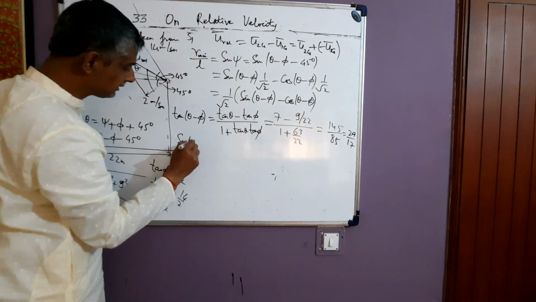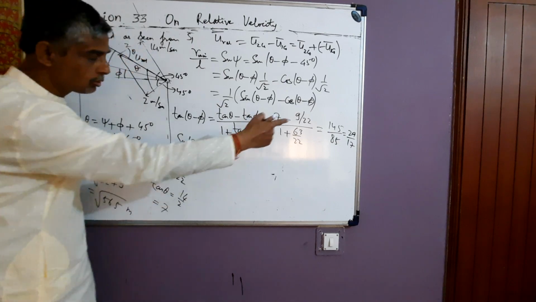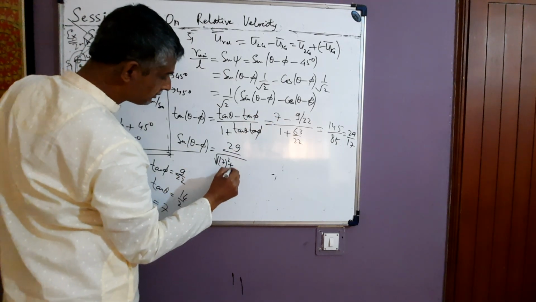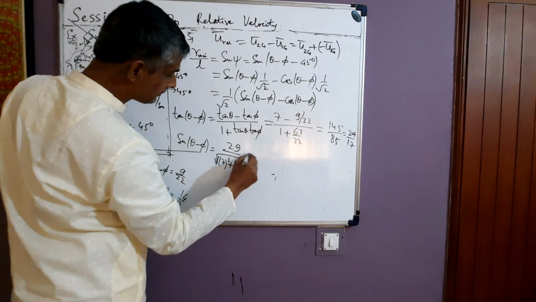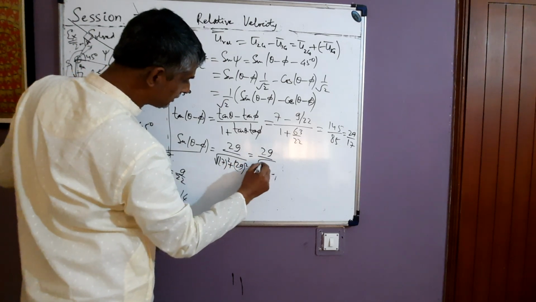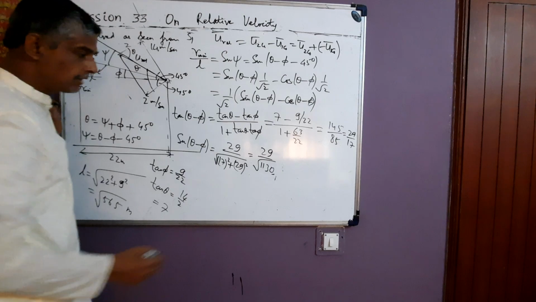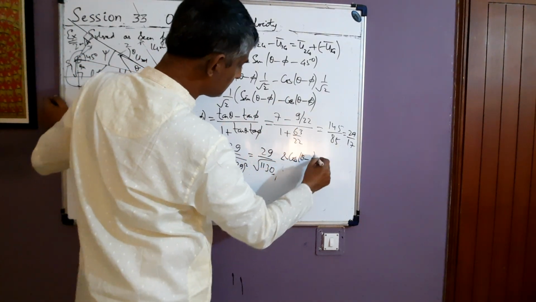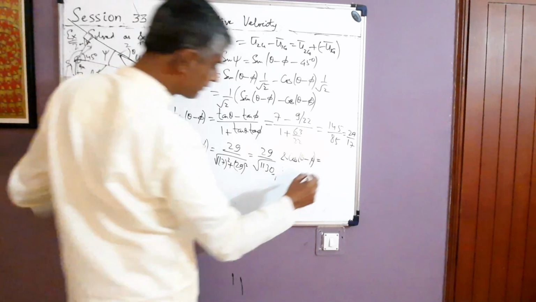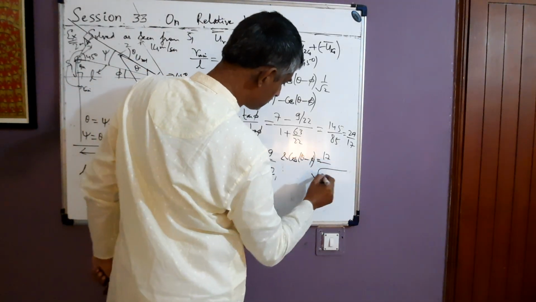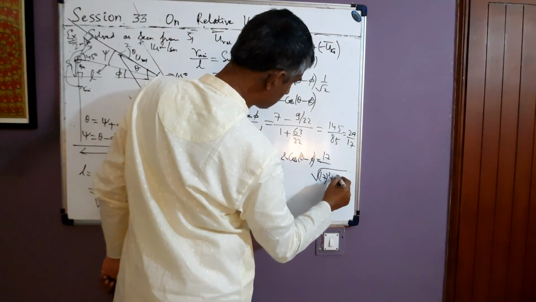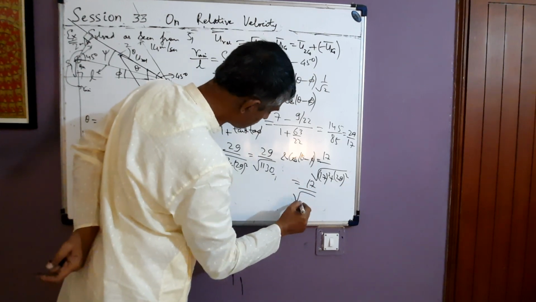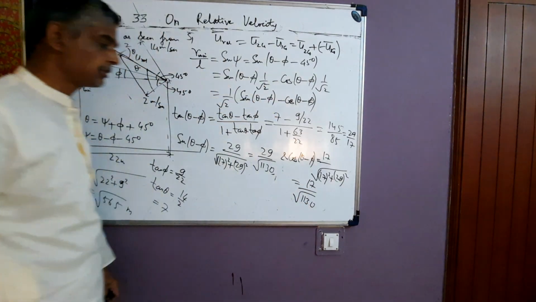But we have to determine sin theta minus phi. From trigonometry, that will be 29 by root under 17 square plus 29 square. That is seen to be root under 1130. And what about cos theta minus phi? Because tan theta minus phi is known, cos theta minus phi will be 17 by root under 17 square plus 29 square. That is just equal to 17 by root 1130. We have obtained all these values.